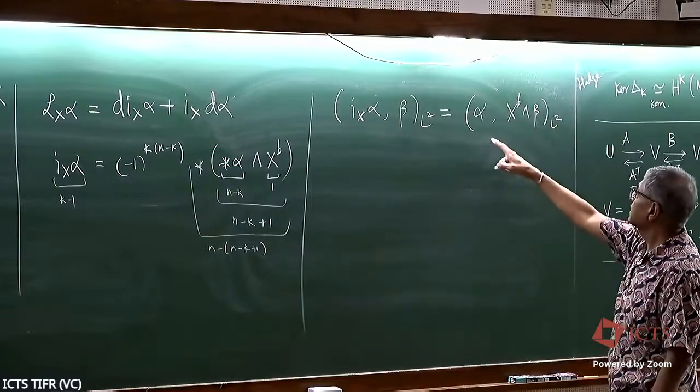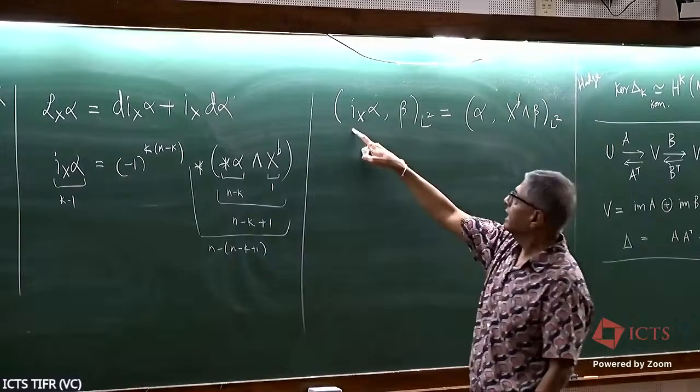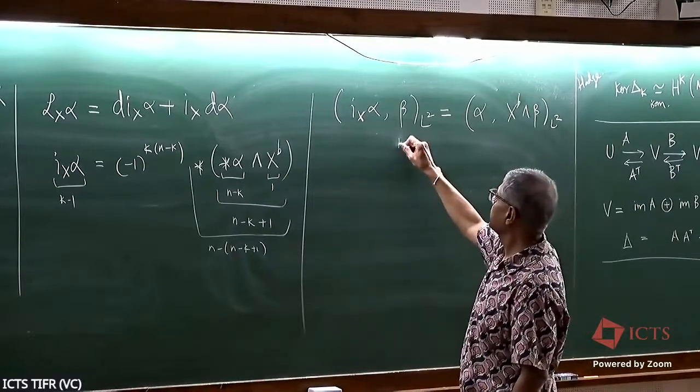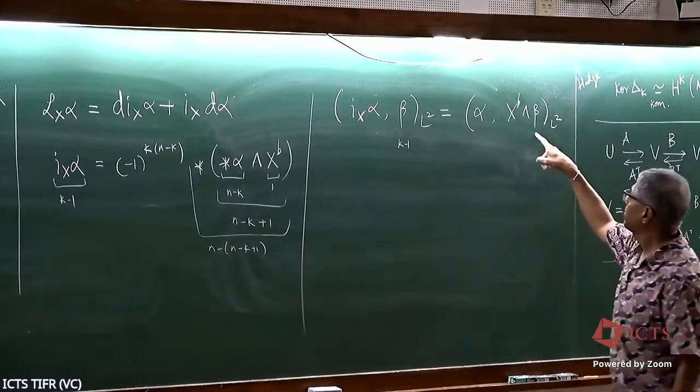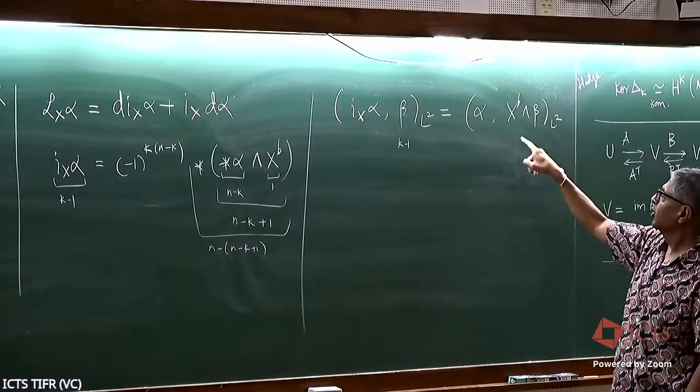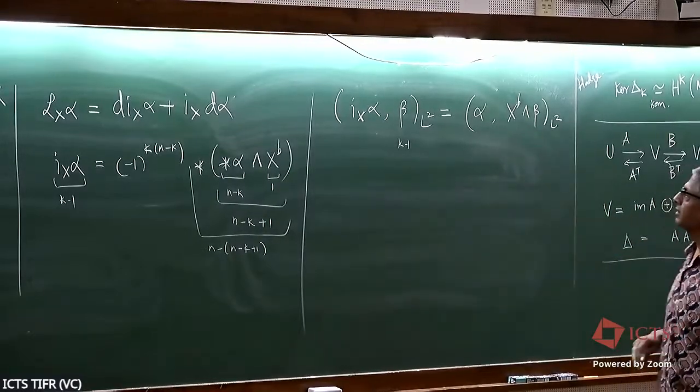So alpha is a k form. This is a k minus 1 form. So beta must be a k minus 1 form. And k minus 1 plus 1 is k form. So we are doing everything okay here.